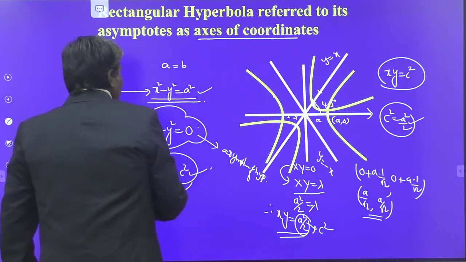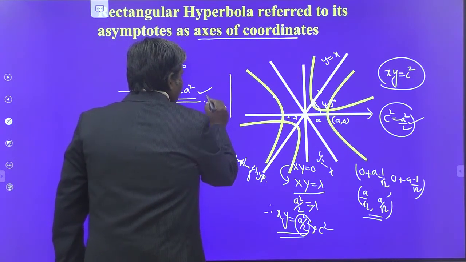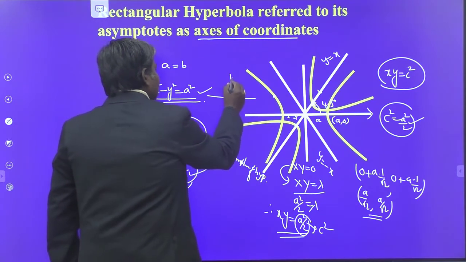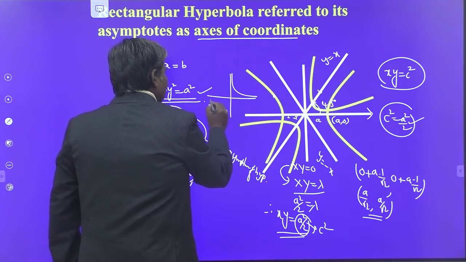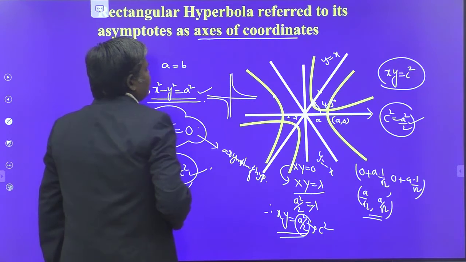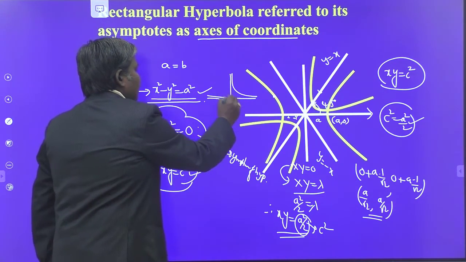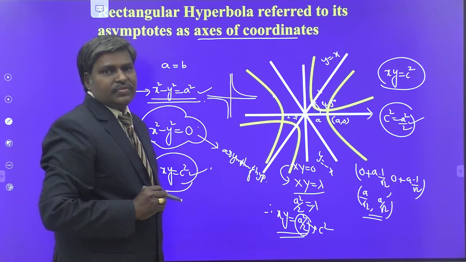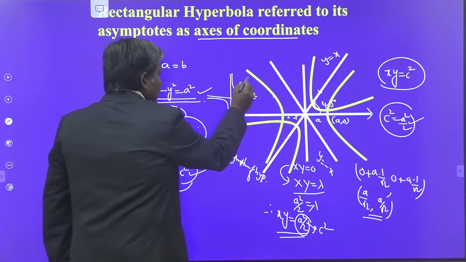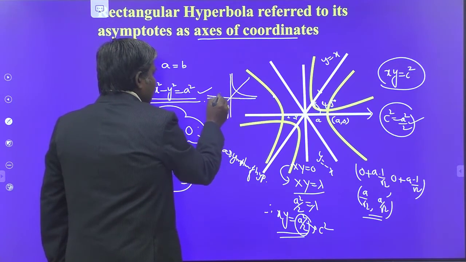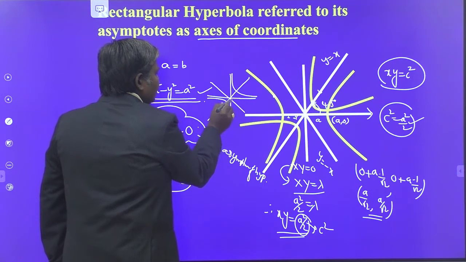So your rectangular hyperbola whose coordinate axes are the asymptotes, its curve is like this. This is the curve. These two are coordinate axes. These are the asymptotes of the hyperbola, and these are the axes. This is the transverse axis. This is the conjugate axis.